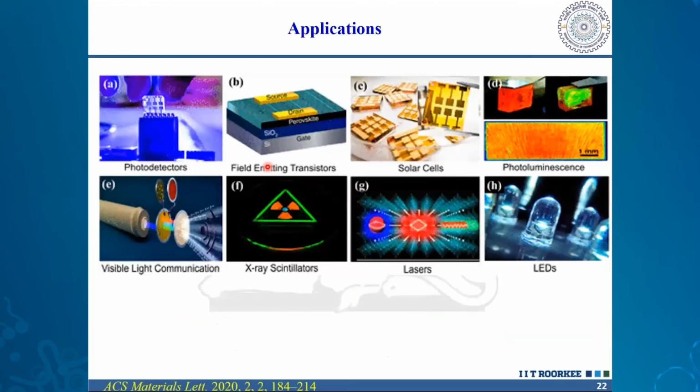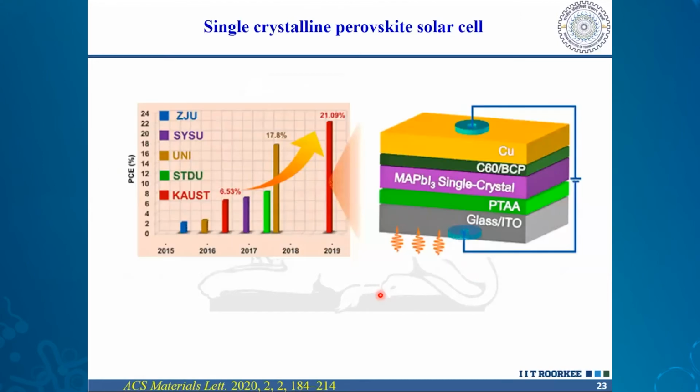Now, this perovskite single crystal has been utilized for detectors, for FETs, for making solar cells, for different kinds of photoluminescence-based devices, for example, sensors, then visible light communications, X-ray scintillators, lasers, LEDs, and all kinds of optoelectronics devices. And very recently, there is a common interest around the world in making perovskite single crystal-based solar cells, which have led to a very high efficiency, as high as 21%.